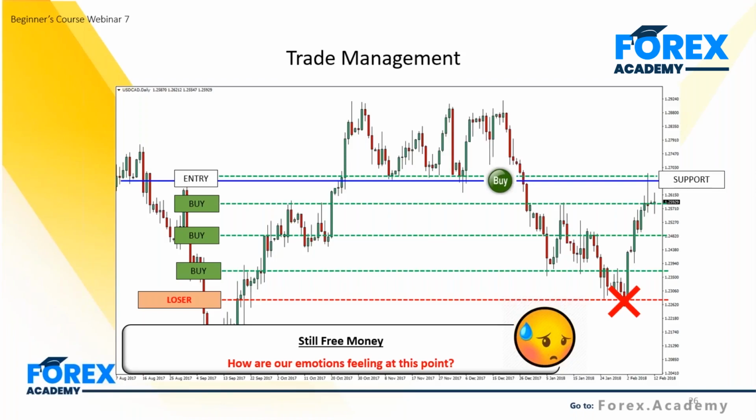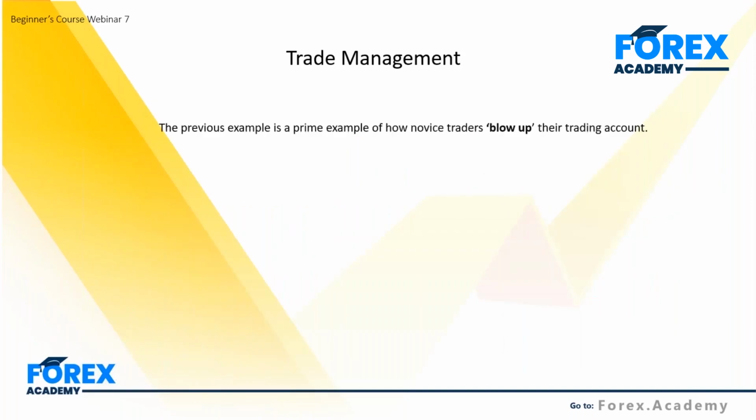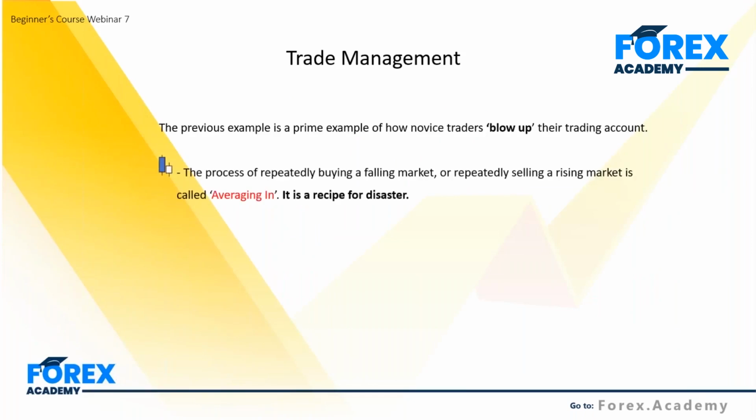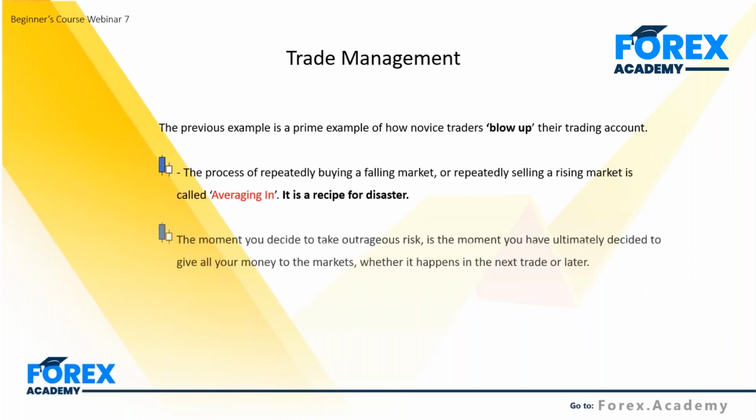Let's move on. The previous example is a prime example of how novice traders blow up their trading account. The process of repeatedly buying a falling market, or by the way, repeatedly selling a rising market, is called averaging in. It is a recipe for disaster, guys. The moment you decide to take outrageous risk is the moment you have ultimately decided to give all your money back to the markets, whether it happens in the next trade or later.